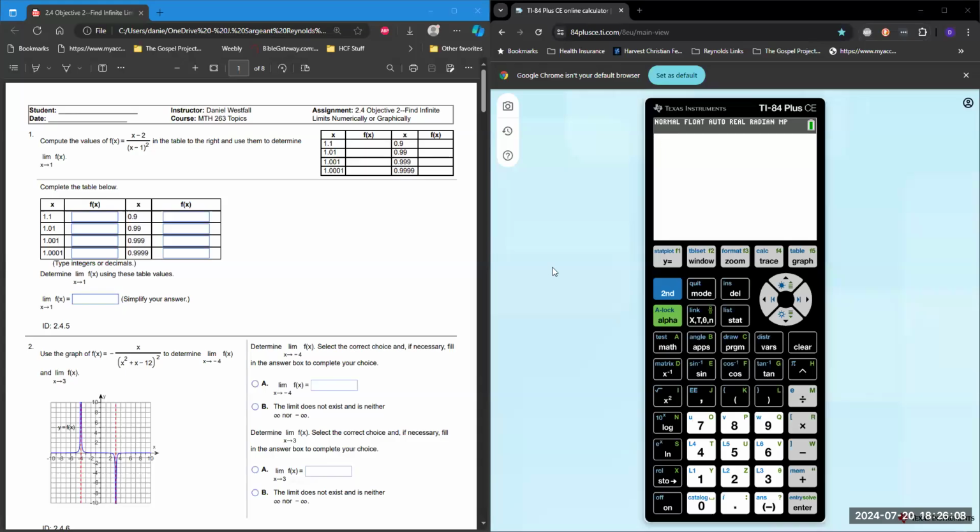In this video, we're going to talk about 2.4 Objective 2, where we find infinite limits numerically or graphically. Let's go ahead and get started.